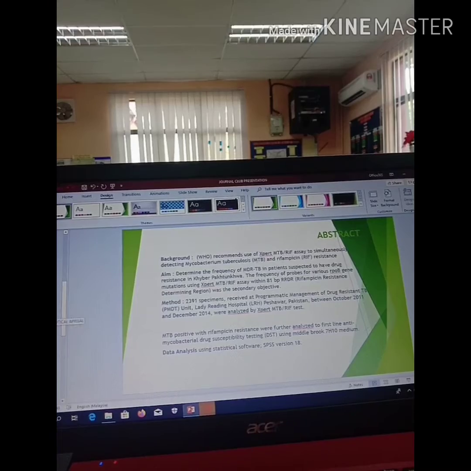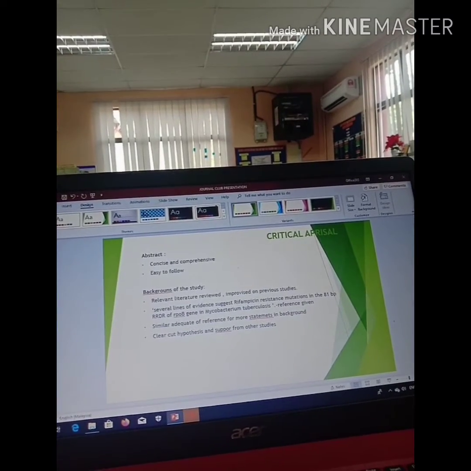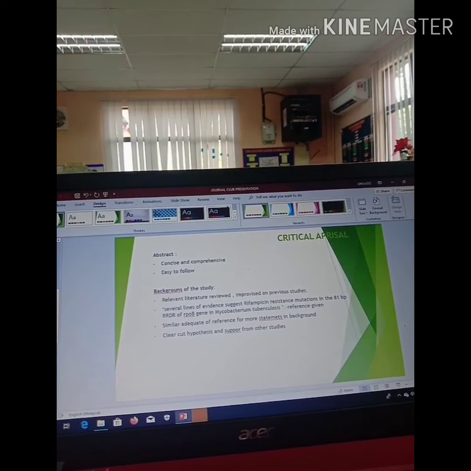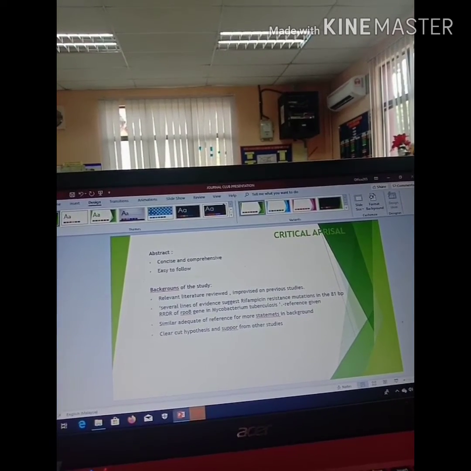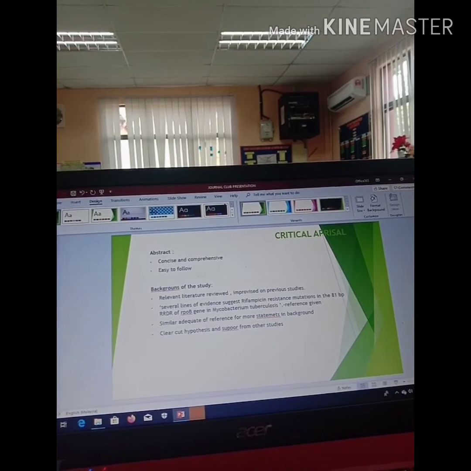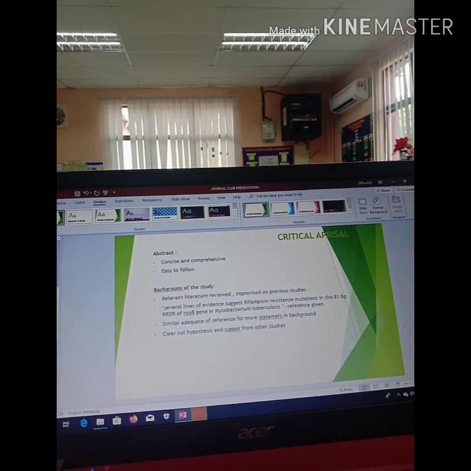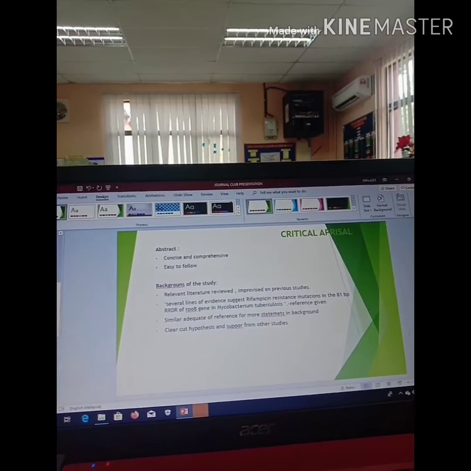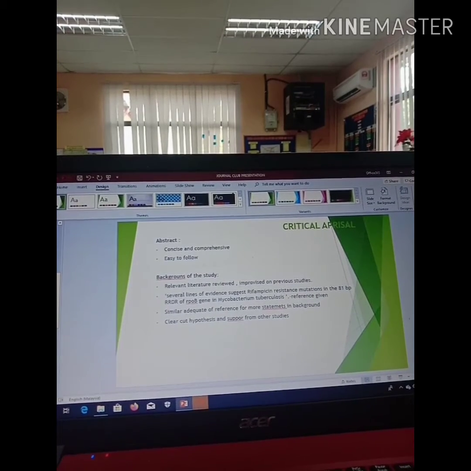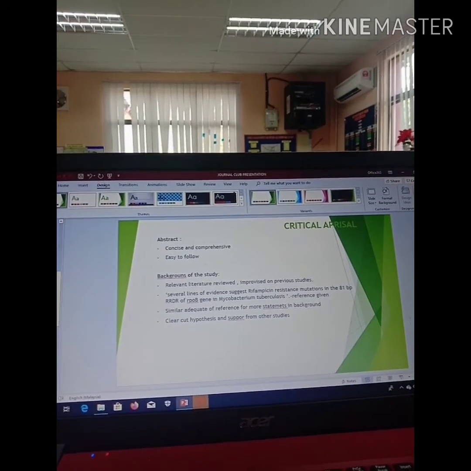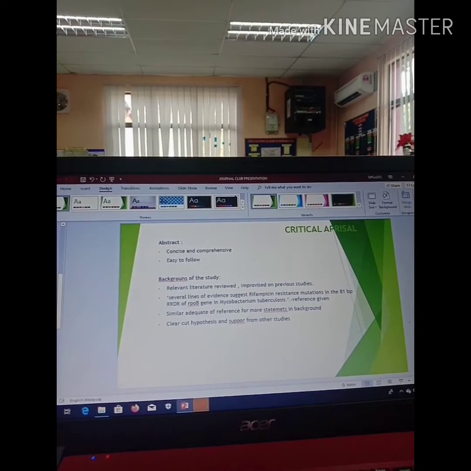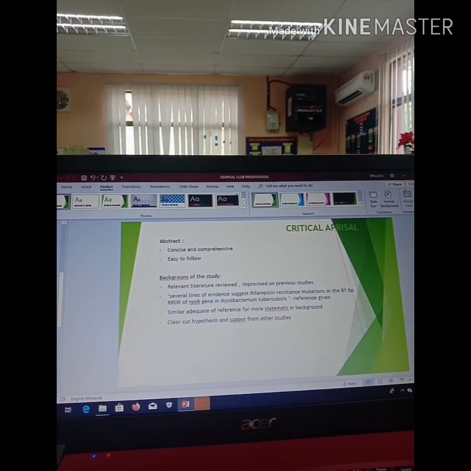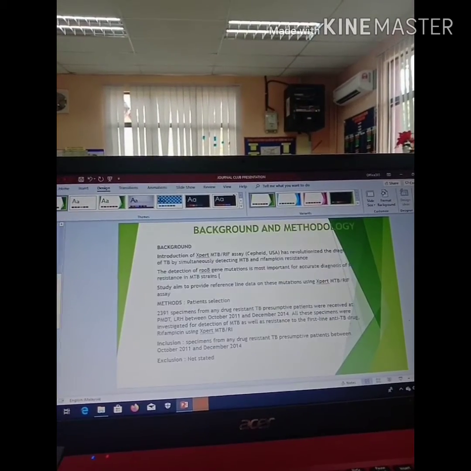Okay, the abstract. My critical appraisal for the abstract: it is concise, comprehensive and easy to follow. The background of the study is a relevant literature review, improvising on previous studies. Several lines of evidence suggest rifampicin-resistant mutation in the 81BP-RRDR of RPOB gene in Mycobacterium tuberculosis. References were given for most statements in the background, with a clear-cut hypothesis and support from other studies. Then this is the result.